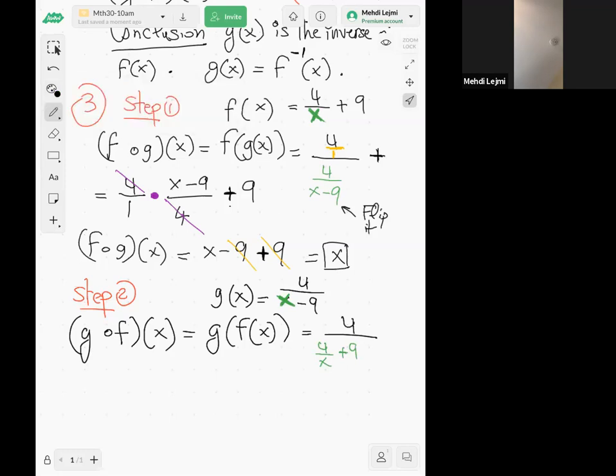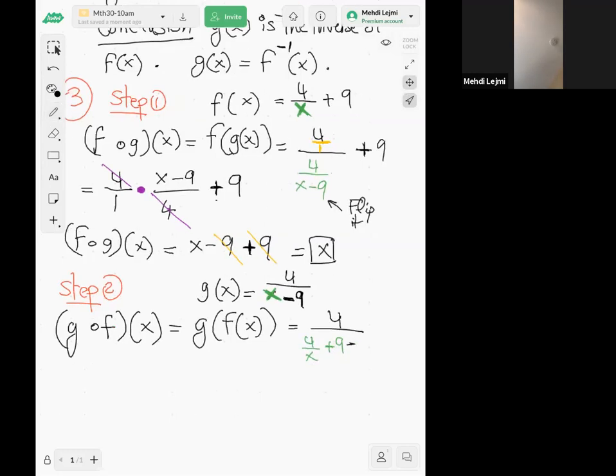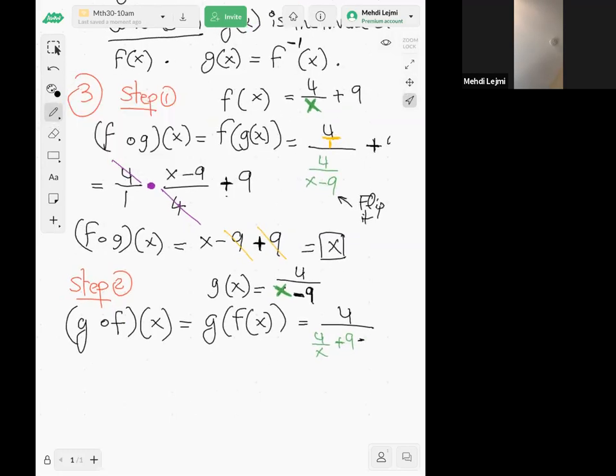You see this here? This is minus 9 here. So here's my minus 9. In the denominator, I can cancel out the 9, right? So my g of f of x is 4 in the top, and then 4 over x in the denominator.